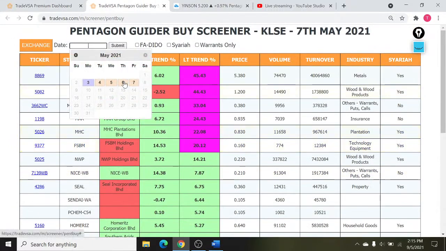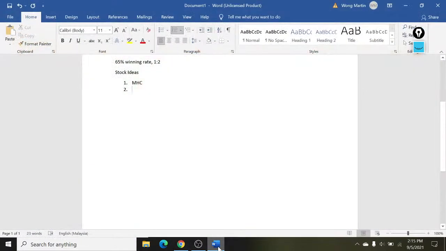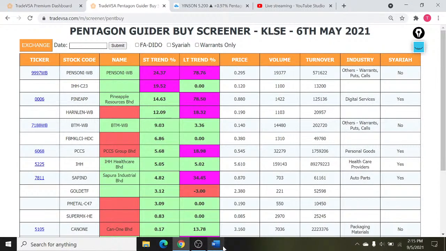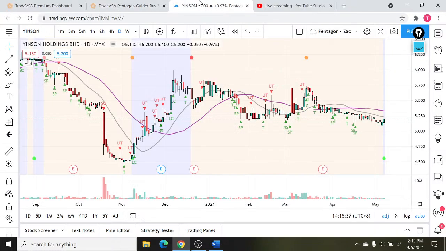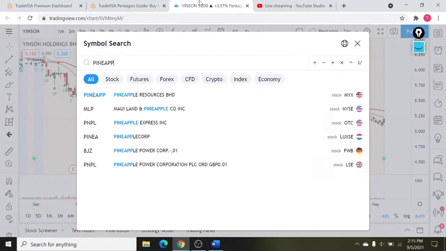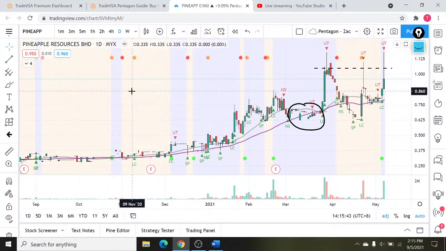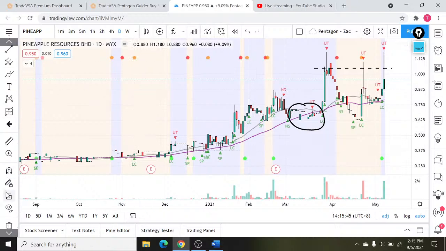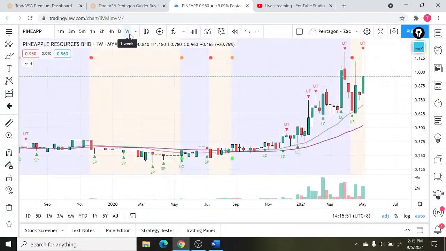So far, the 7th of May screener with spot 1. Personally I love MSC. Others are also good, but I want to look for something very clear for me to do the trades. Do remember all these trades carry risk also, so if you entered, make sure you know where your stop loss is. Pine app, tricky counters, a bit illiquid. It's not a bit illiquid, it's illiquid.